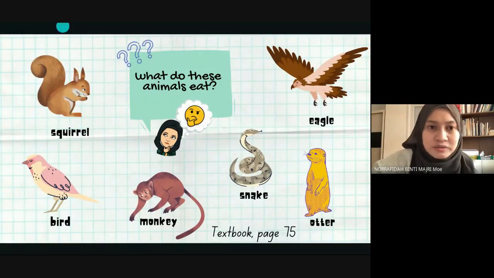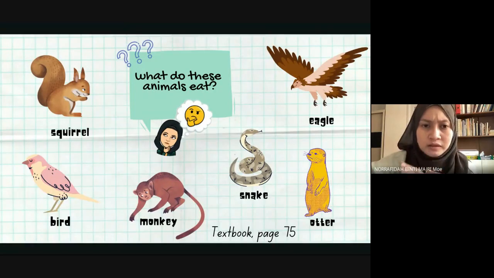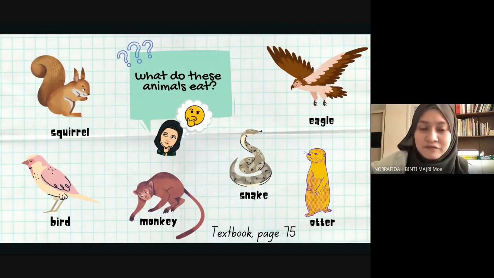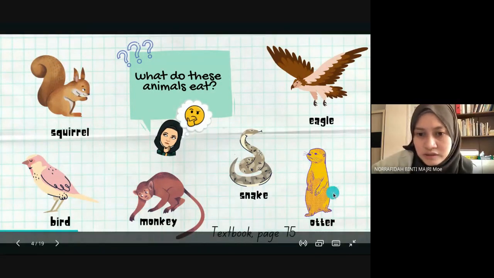Good. Squirrel in the mangrove swamp. What do you think the squirrel eats? A fruit, and the otter eating a fish. Okay, squirrel eats fruits. This one, otter. Otter eats fish. Good. What about the bird?